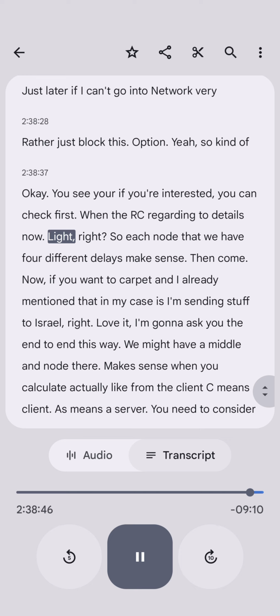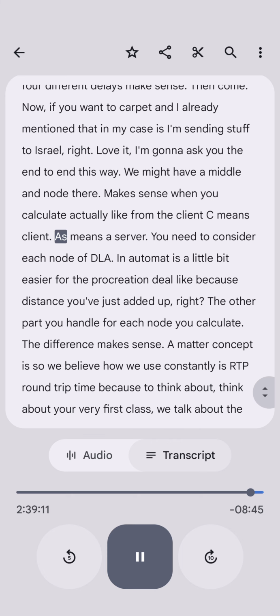Now, talk about the delay, right? So each node we have 4 different delays. Makes sense? Now if we want to talk about end-to-end, I already mentioned that in my case I'm sending stuff to Israel, right? When I ask you the end-to-end delay, that means what? We might have middle nodes there. Makes sense? You will calculate the actual delay from the client. C means client, S means server. Okay? You need to consider each node's delay. In order to make things a little bit easier for the propagation delay, because distance you just add up, right? The other parts you handle for each node, you calculate differently.